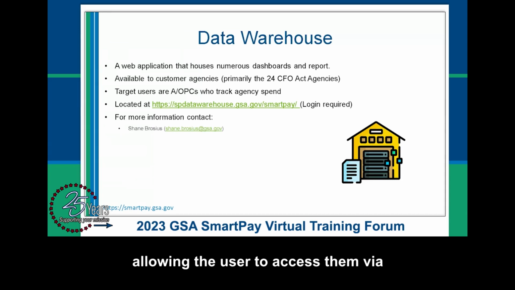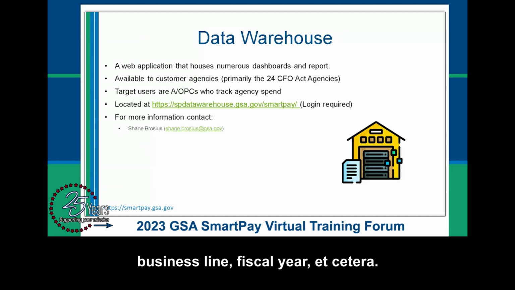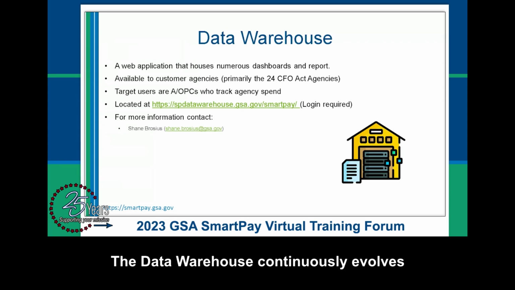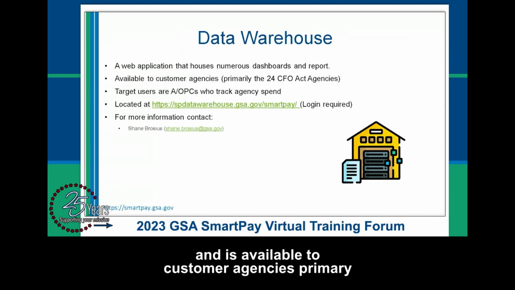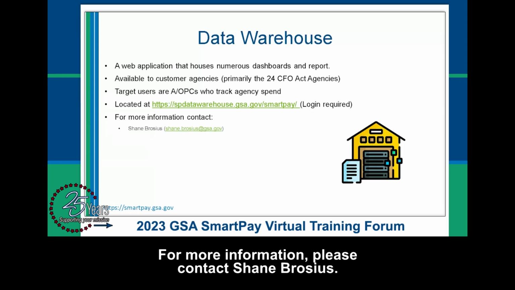allowing the user to access them via several dimensions such as agency, bureau, in most cases business line, fiscal year, etc. Dashboards also include purchase, travel, fleet, refund, and program metrics. Example reports included are convenience checks and FSSI. The data warehouse continuously evolves and is available to customer agencies, primarily the 24 CFO Act agencies. For more information, please contact Shane Brochures.